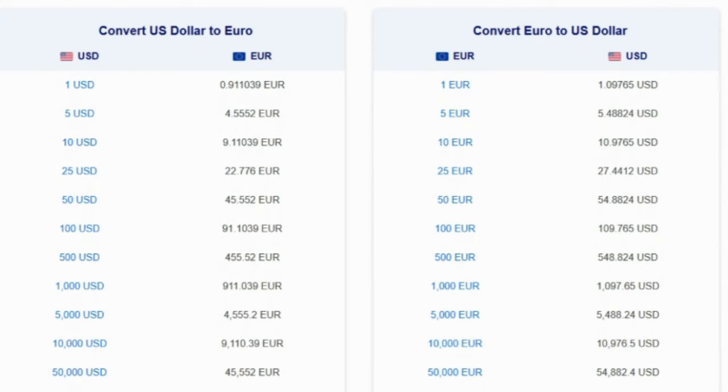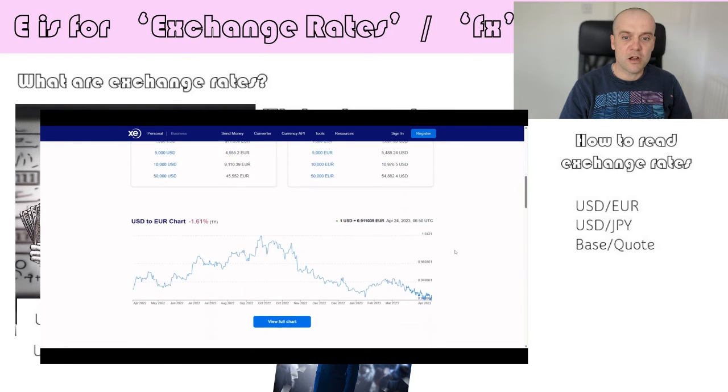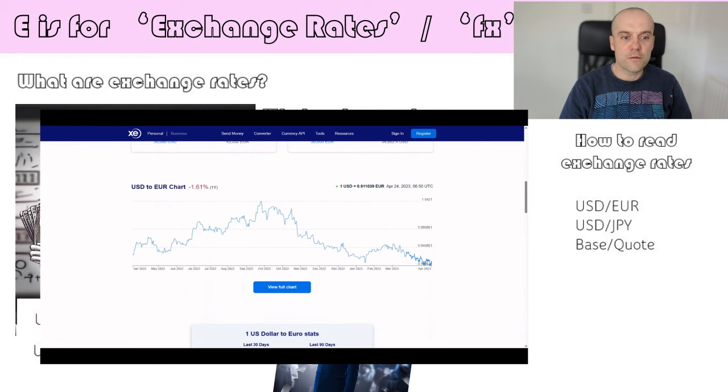Now, if the exchange rate goes up to 0.95, that means you need more euros to buy $1. Your holiday from Europe to the US has just got more expensive. If we scroll further down, we can see a graph which tracks the currency over time. If we hover over the graph, it tells us the rate on that particular day.